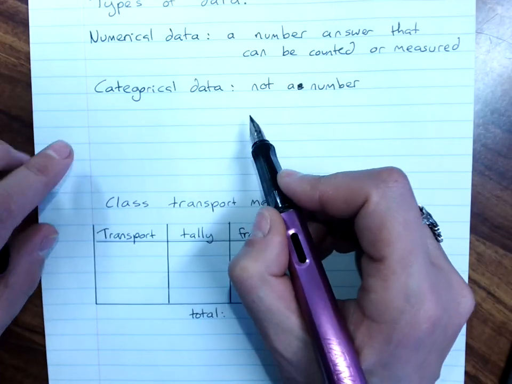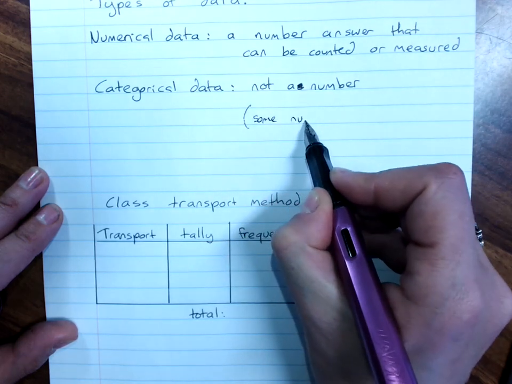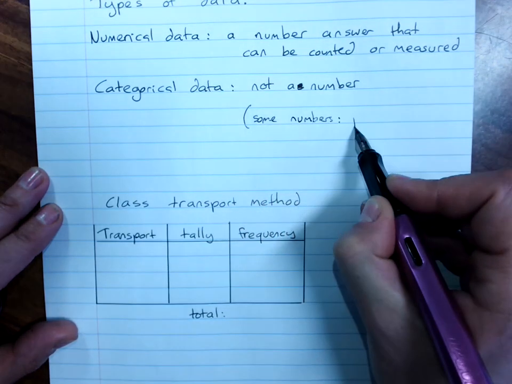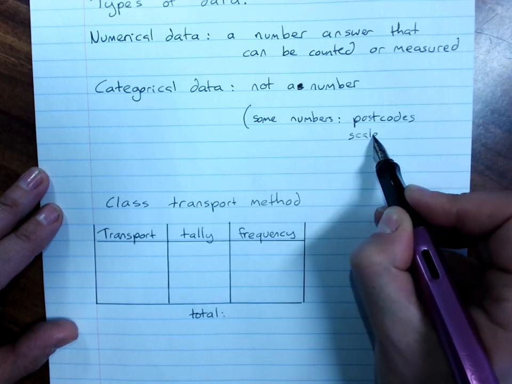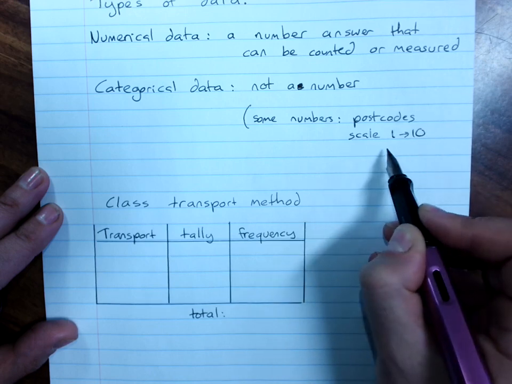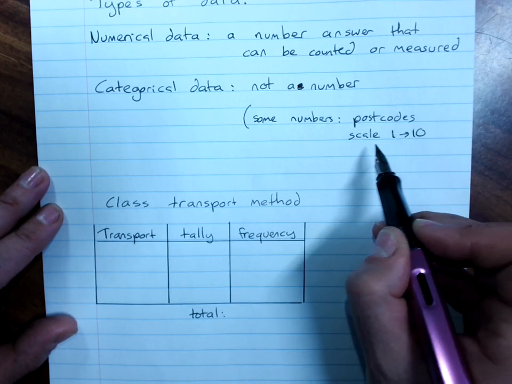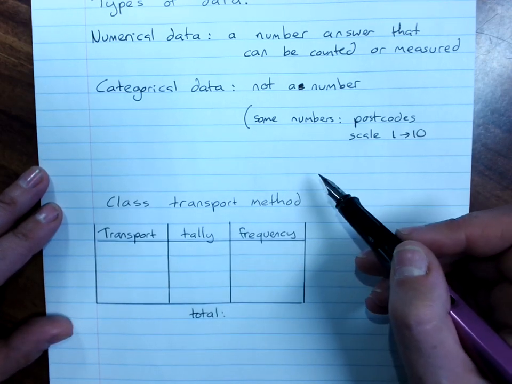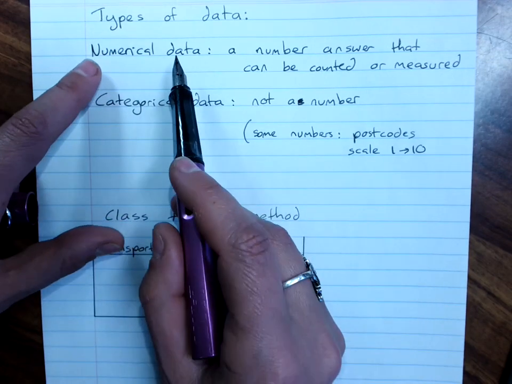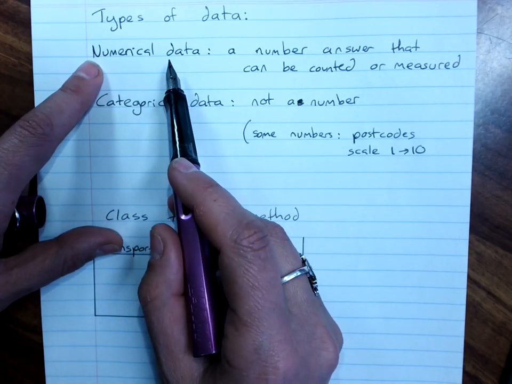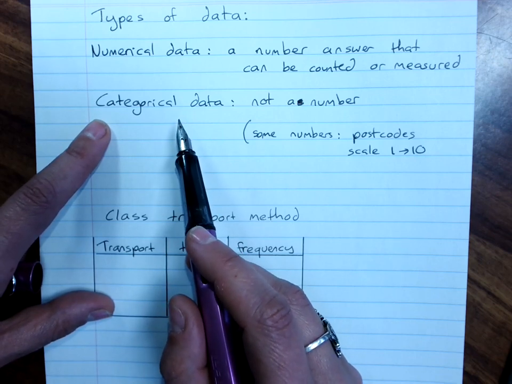There are some numbers that actually can't be counted or measured, like postcodes, or a scale of 1 to 10. If I say a scale of 1 to 10, where 1 is I hate it and 10 is I love it, these are just numbers standing in for non-number answers. I hate it and I love it. So we can find the mean, median, mode, and range of numerical data, but I can only find the mode of categorical data because I can't add them up.